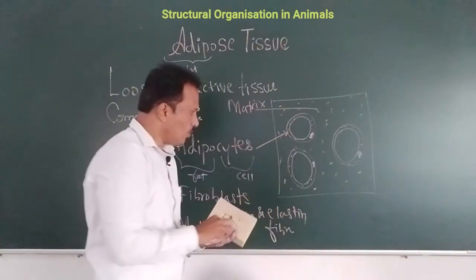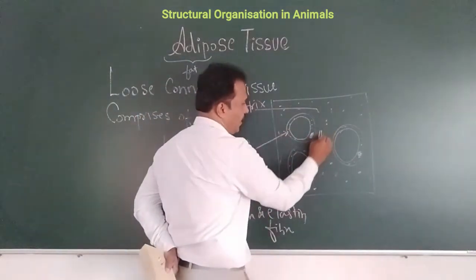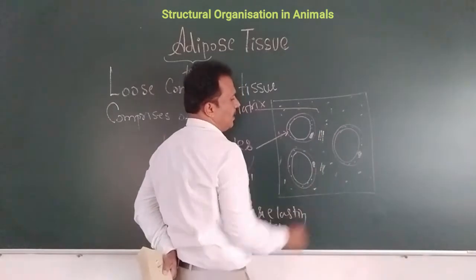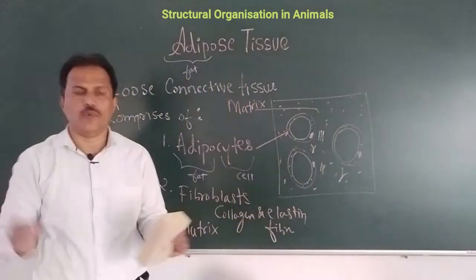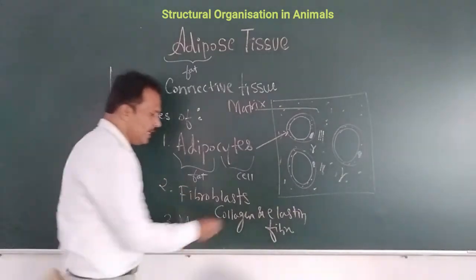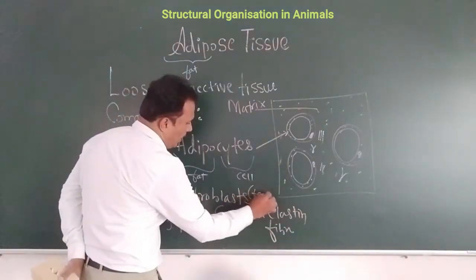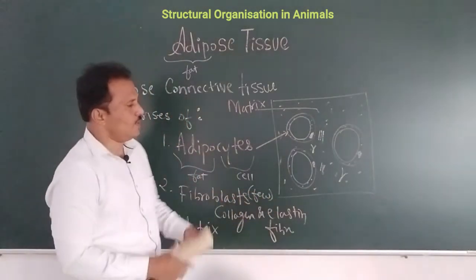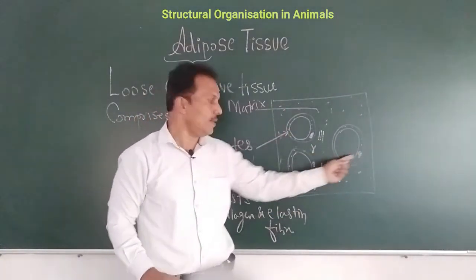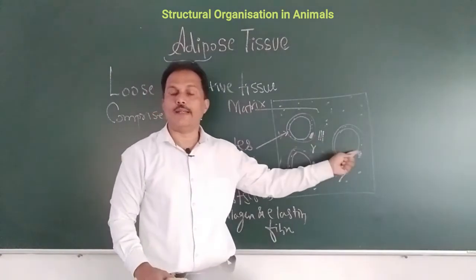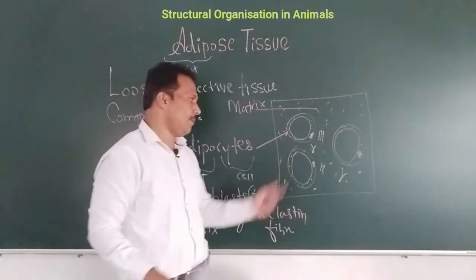And in this ground matrix you may find a few collagen fibers or elastin fibers, very few. So the fibroblasts are very few. Abundant is the adipocyte. So this is the adipose connective tissue in which you will find these adipocytes. I have shown only one type of adipocyte.